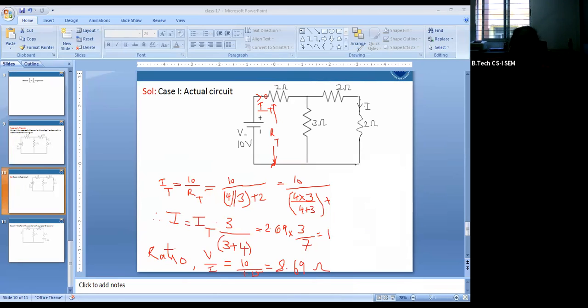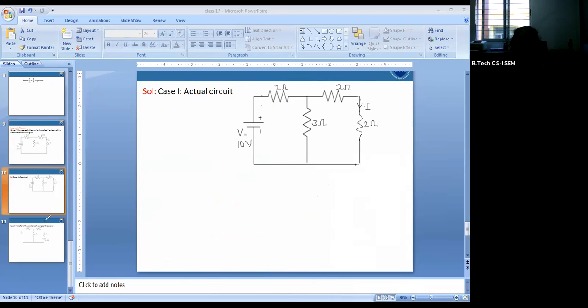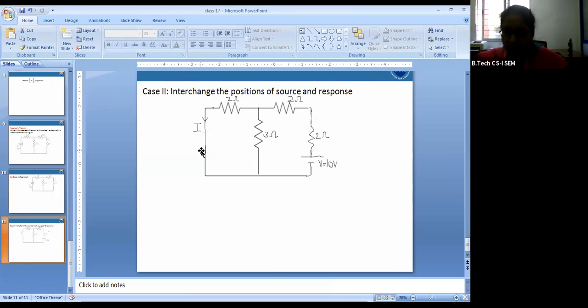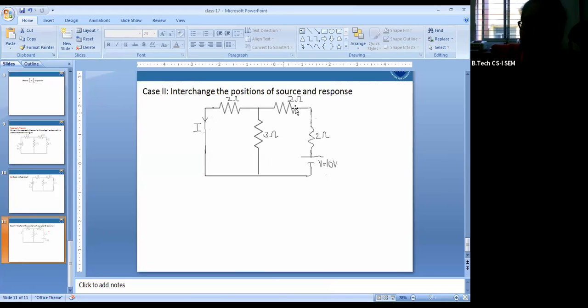Now go for the next circuit. Case two. So interchange the positions of supply and response. That means the source comes here and find the current this side. Okay, that's it. Any questions on the circuit?